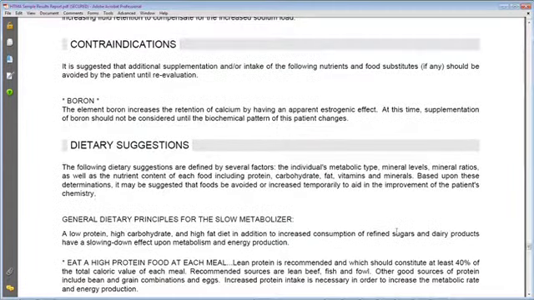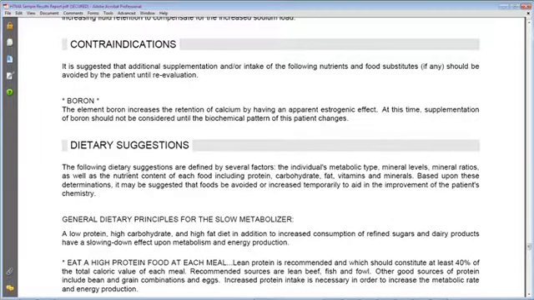And here are your contraindications, which will be specific to each individual hair tissue mineral analysis. It is suggested that additional supplementation and/or intake of the following nutrients and food substitutes, if any, should be avoided by the patient until reevaluation. Boron, and there's an explanation as to why boron should be avoided.